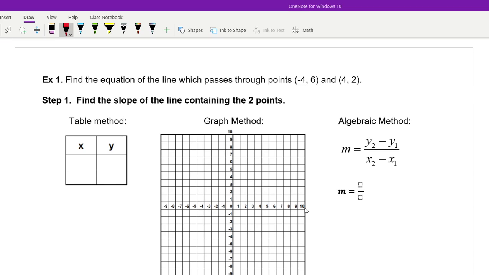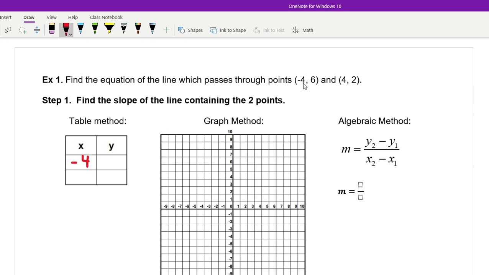Today we'll be going over creating an equation when given 2 points. One of the first things we want to do when given 2 points to create an equation is find the slope. There are multiple ways to find the slope. One way is using our table method where we insert our information.